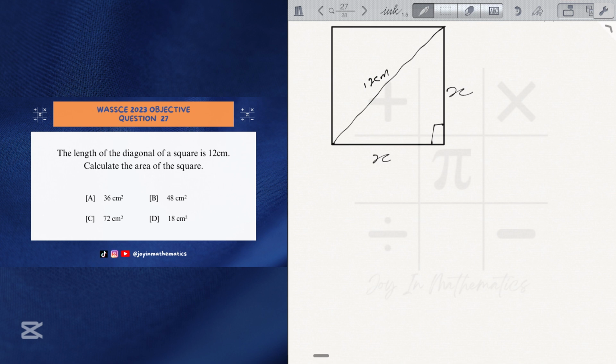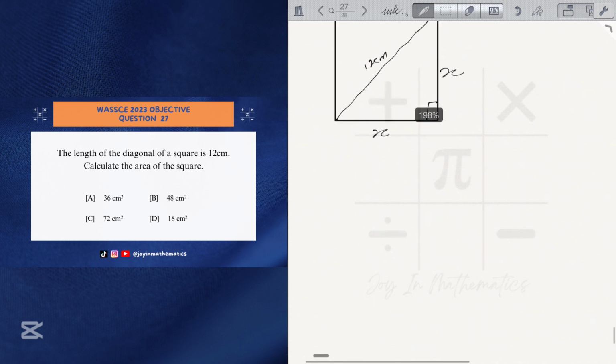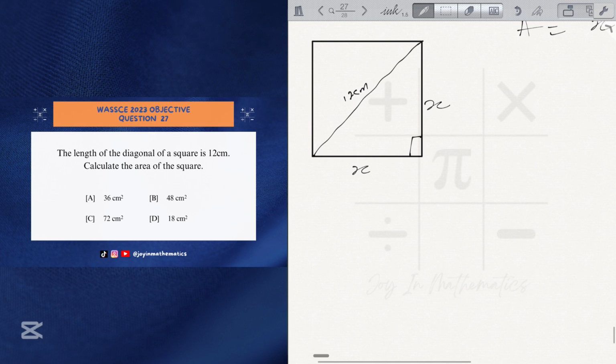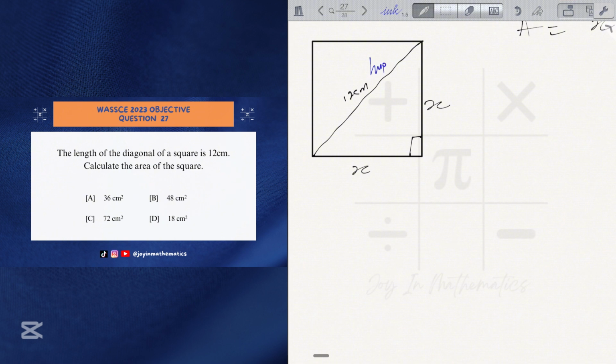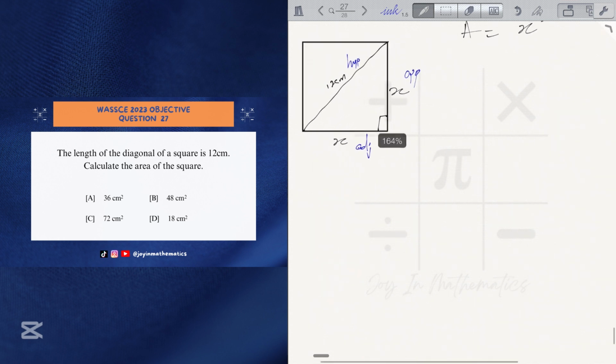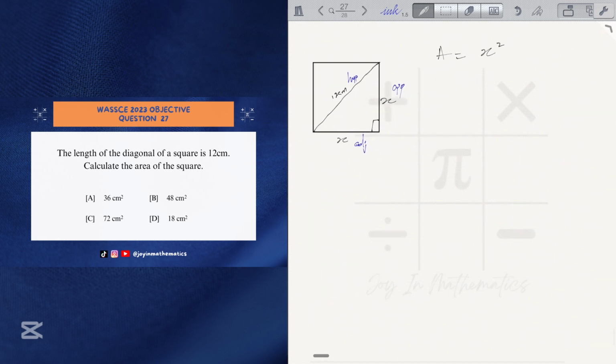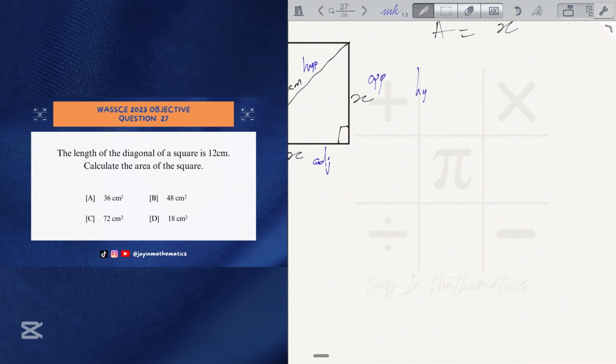If this is a right angle triangle, then we will apply Pythagoras theorem. So this will be the hypotenuse. Let's change the ink. Hypotenuse, and we can call either of them the opposite and this the adjacent. So we can now apply the theorem, that is, hypotenuse squared is equal to opposite squared plus adjacent squared.